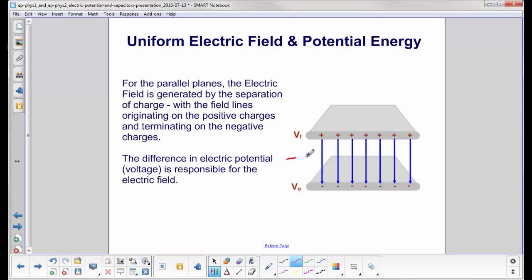This uniform electric field here, the blue lines, is generated by the separation of charge. The field lines originate on the positive charge, and there's an infinite amount of these on this infinite plane, and they terminate on the negative charge. The difference in electric potential, or voltage, between the two plates is responsible for the electric field.